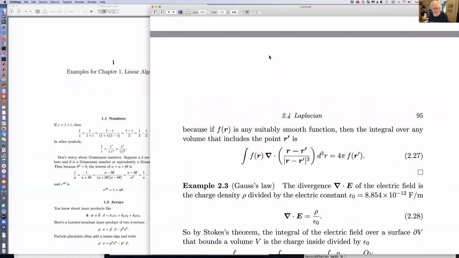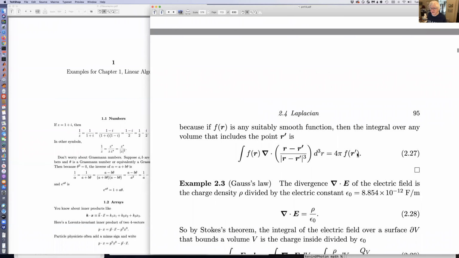And they're functionals in the following sense, that if you have any suitably smooth function f of r, the integral of f of r times the divergence of r minus r prime over r minus r prime cubed is 4 pi times the value of the function f at r prime. This assumes that the integral includes the point r prime. So you can picture this divergence as a point in space that has infinite weight when r is r prime and 0 weight everywhere else. So you integrate this thing, you just get that value times 4 pi.